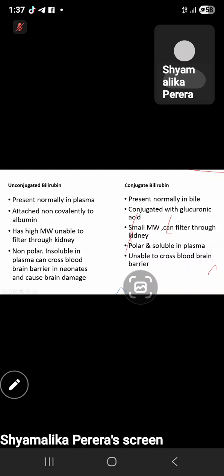Conjugated bilirubin is present normally in bile and is conjugated with glucuronic acid. It has a small molecular weight. It can freely filter through your kidneys and appear as urine bile. It is polar and soluble in plasma, and unable to cross the blood-brain barrier.